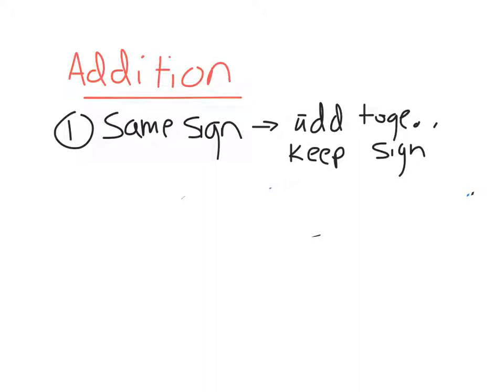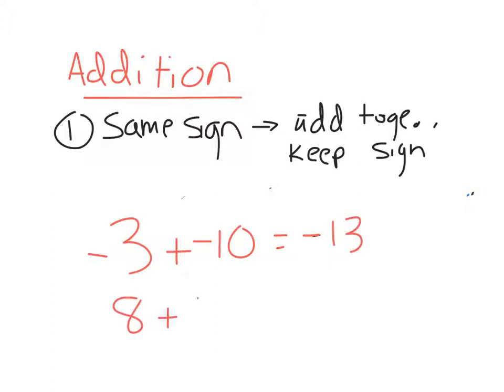So we just saw 4 plus 6, but if I had negative 3 plus negative 10, then that would in turn be negative 13. If I had 8 plus 12, that's positive 8 plus positive 12, so therefore that would be positive 20.